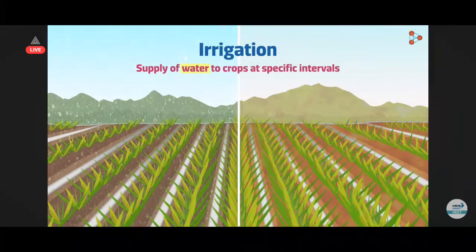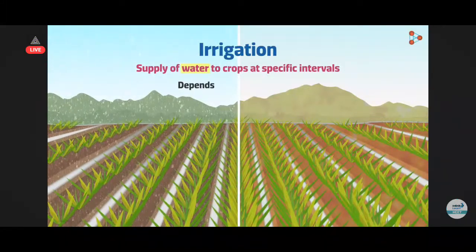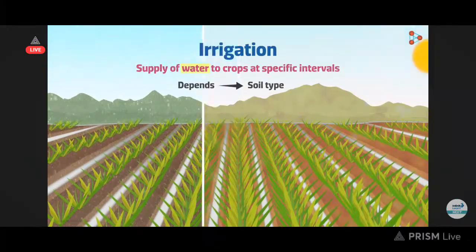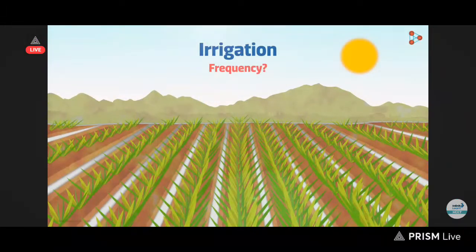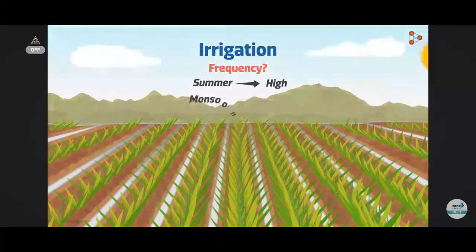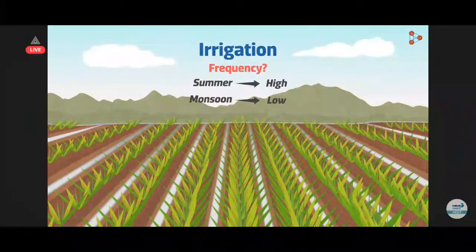Do you know what irrigation depends on? Can you guess? Yes, it depends on the soil type. And what, according to you, will be the frequency? During summer, soil is devoid of moisture, which is why we need to irrigate the fields frequently during the summer months. During the monsoons, there is little need for irrigation.